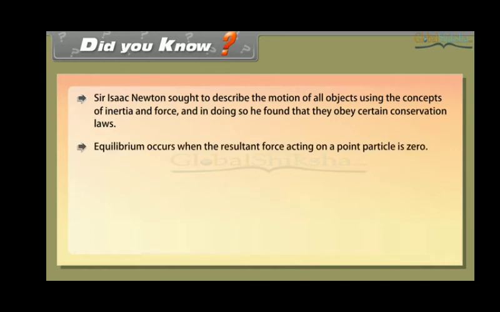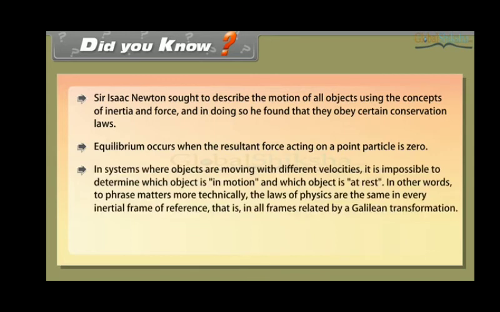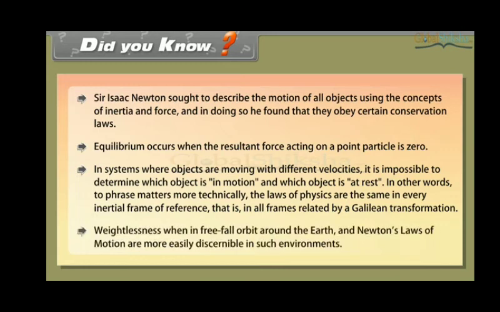Equilibrium occurs when the resultant force acting on a particle is zero. In systems where objects are moving with different velocities, it is impossible to determine which object is in motion and which object is at rest. In other words, to phrase matters more technically, the laws of physics are the same in every inertial frame of reference, that is, in all frames related by a Galilean transformation. Weightlessness occurs in free-fall orbit around the Earth, and Newton's laws of motion are more easily discernible in such environments.